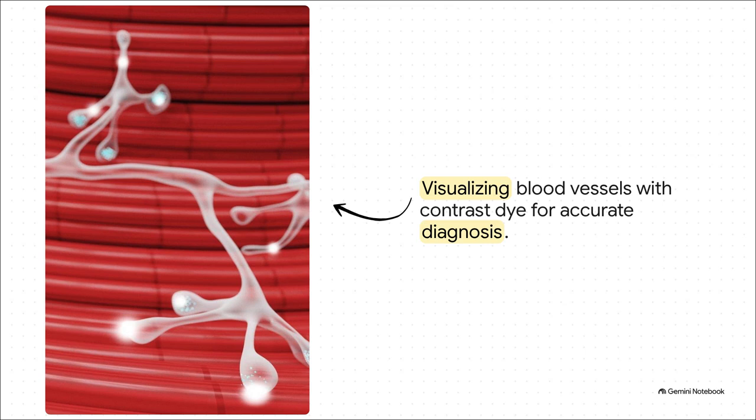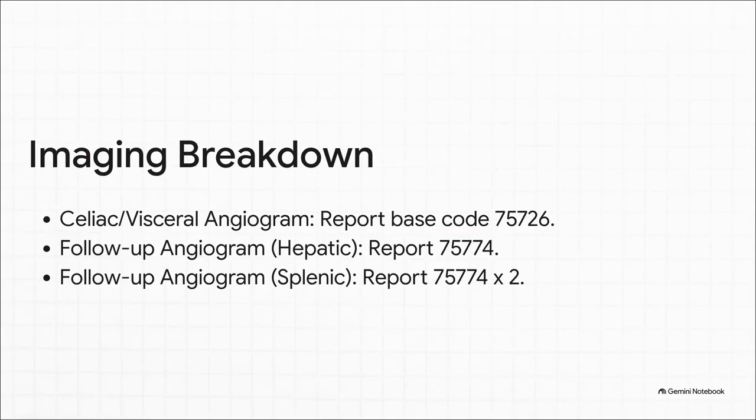Diagnostic angiography is all about visualizing these blood vessels by injecting contrast dye, right? Well, every single time that contrast is injected for a distinct anatomical evaluation, in this scenario, we have to account for it with specific imaging codes. Basically, we can't just code for the tube itself, we have to code for the pictures they take through the tube. Let's map this out nice and clearly.